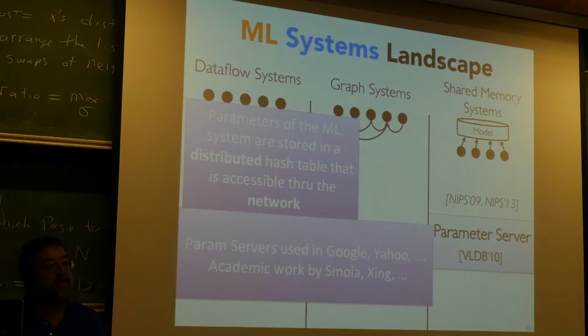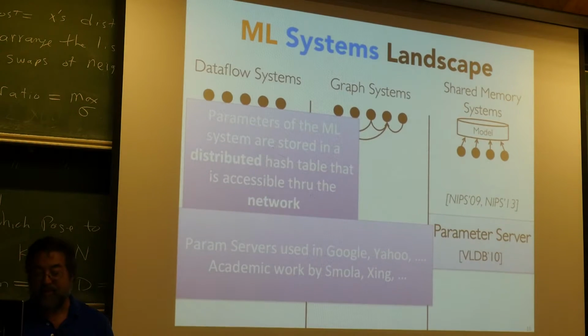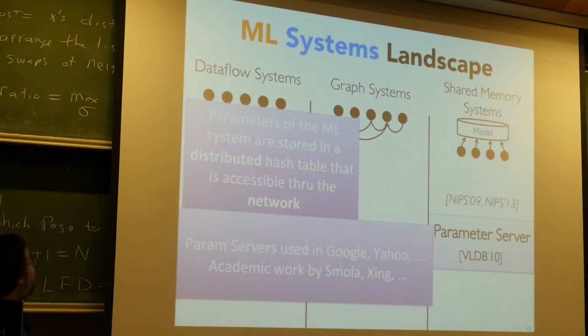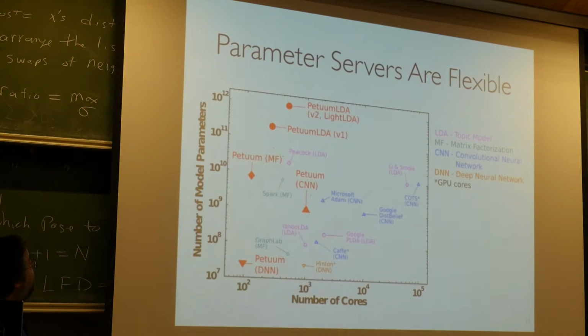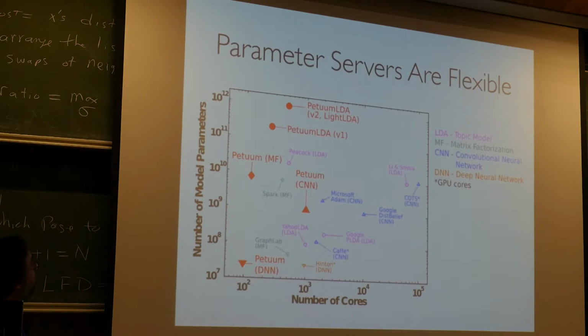As I said, a lot of the academic work on this goes back 5 or 6 years. Alex Smola is one of the early guys. Eric Xing is someone that's been pushing this idea very heavily over the last few years. So this is an idea that's been out for a while. There are a lot of things you can do with it. So this is a graph from a recent paper on Petuum, Eric's parameter server model.